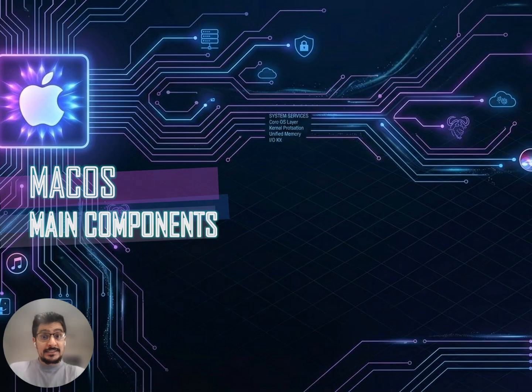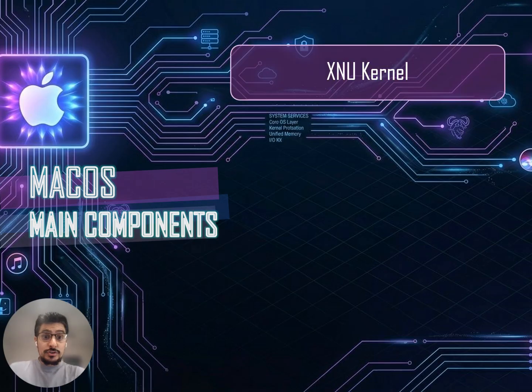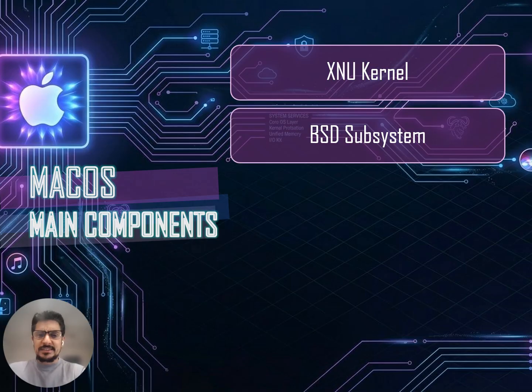macOS is organized into several layered components. The XNU kernel manages low-level system functions such as process scheduling, memory management, and hardware interaction. The BSD subsystem is responsible for providing Unix compliant services that include networking, file systems, and user permissions.